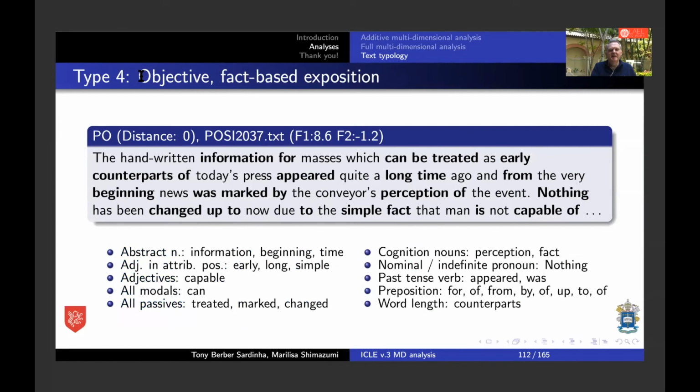But also this is the objective type. If you read this, you'll see it's just information. No subjectivity, all right? And here are the features that enable this, all right?